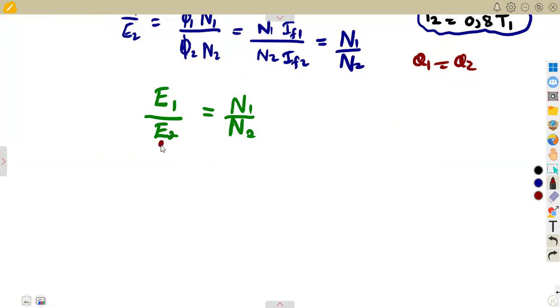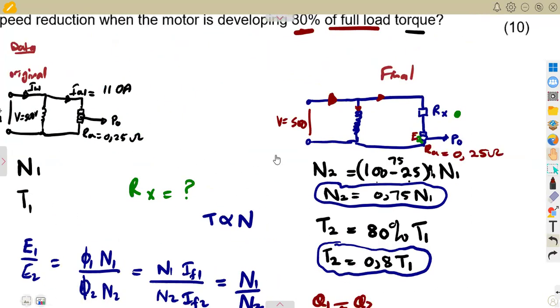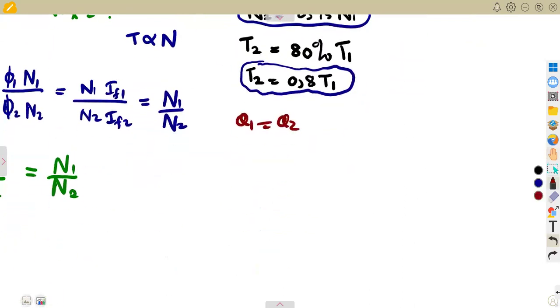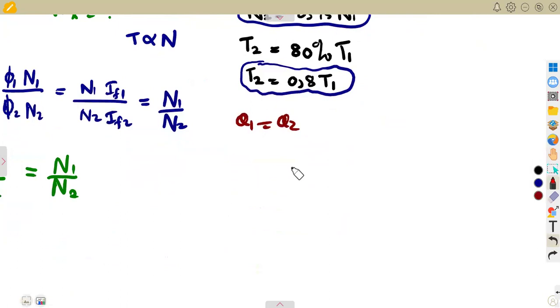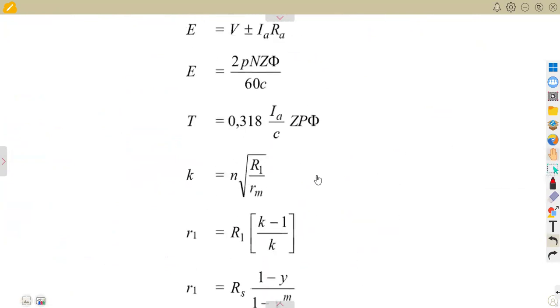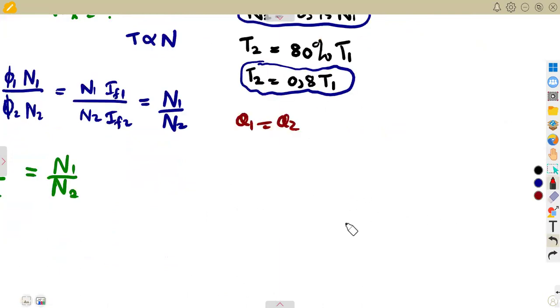We need the generated EMF of the second circuit, of the final circuit. Why are we in need of this generated EMF? Remember, the generated EMF is given by this formula. If you've forgotten this, you can even use your formula sheet. So I want you to see this. The generated EMF can be taken from this formula. Since this is a motor, we're going to subtract. So E is equal to V minus the armature current times the resistance of the armature circuit.